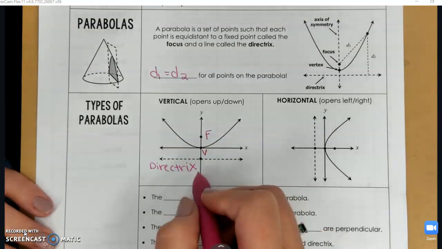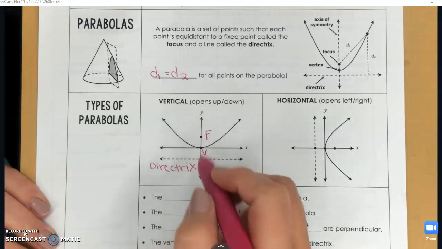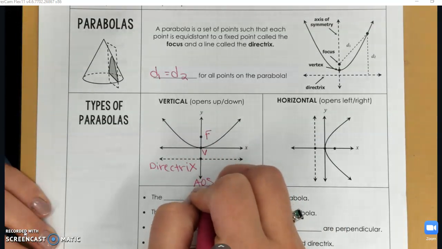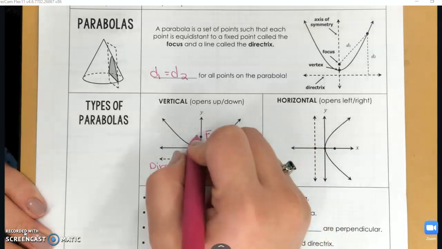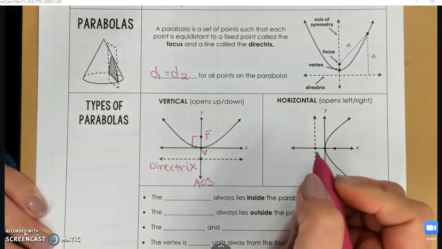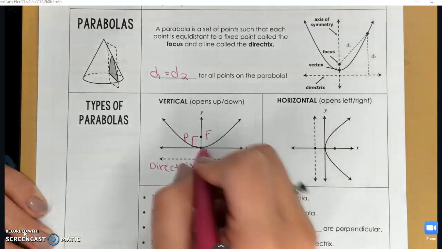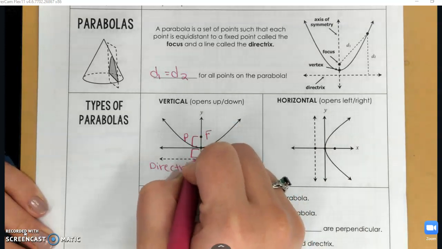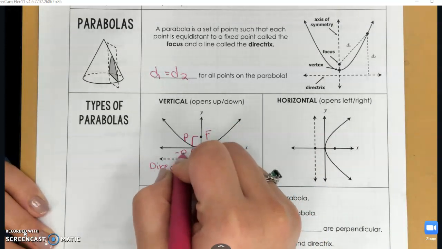And then I also have an axis of symmetry, and for a vertical parabola, that is a vertical line. And then the distance between the vertex and the focus is a value P. And then the distance between the vertex and the directrix is negative P.